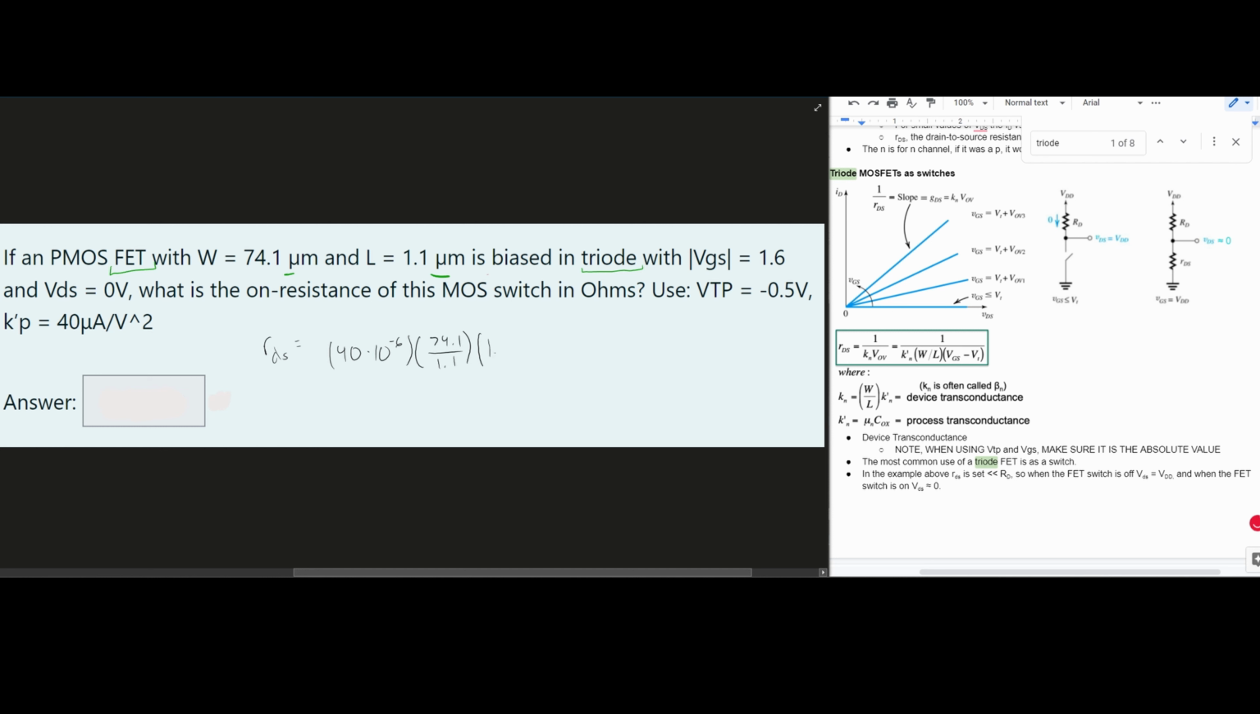Now we have a VGS, which is 1.6, and this is an absolute value. So we have 1.6 absolute value minus, now it doesn't tell you here, but this VTP right here also needs to be the absolute value. So that's important to note. We're going to have minus a negative 0.5, but again, it's an absolute value, so it comes out as 0.5. Then we end this line, put our little division bar, it's pretty crooked but that's okay, and this is all underneath 1.